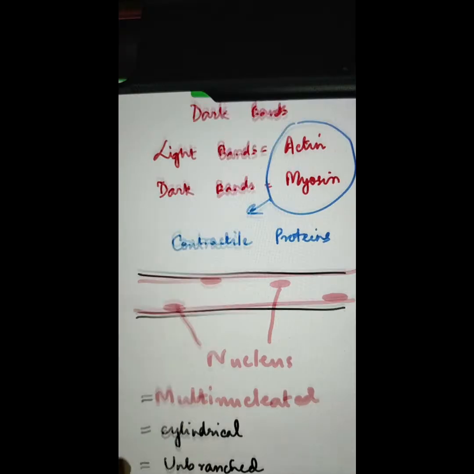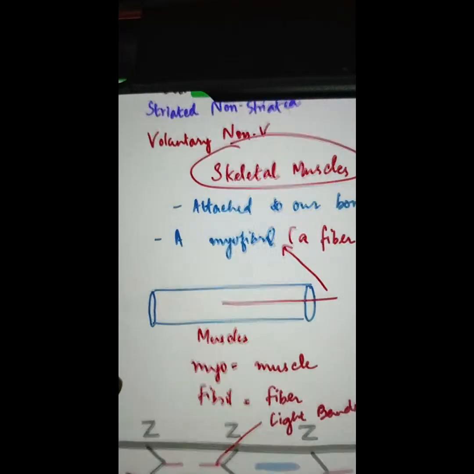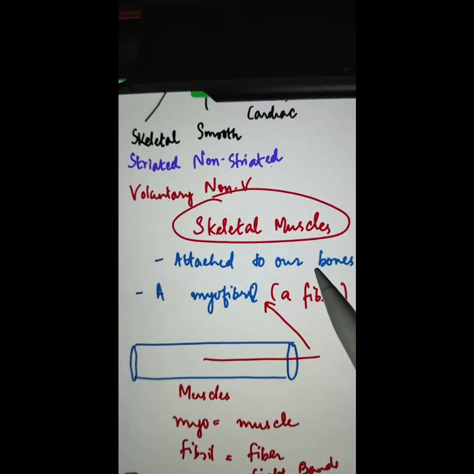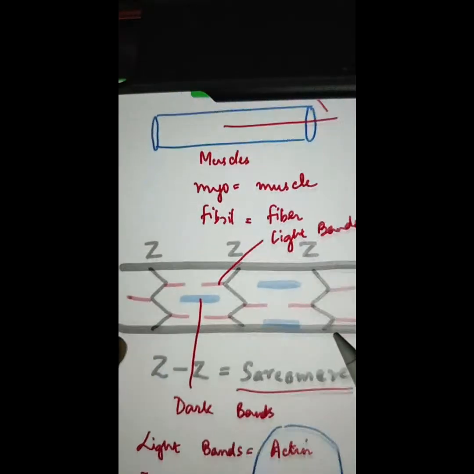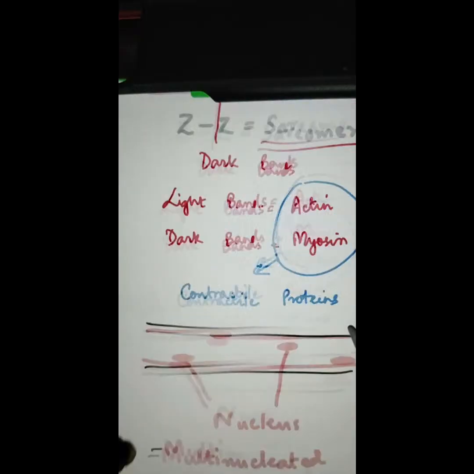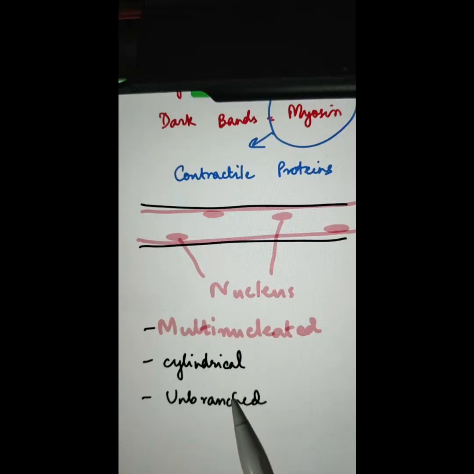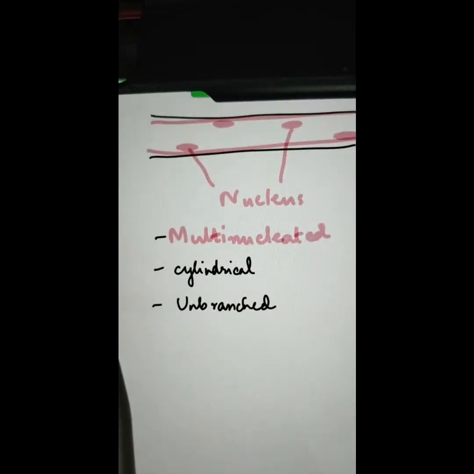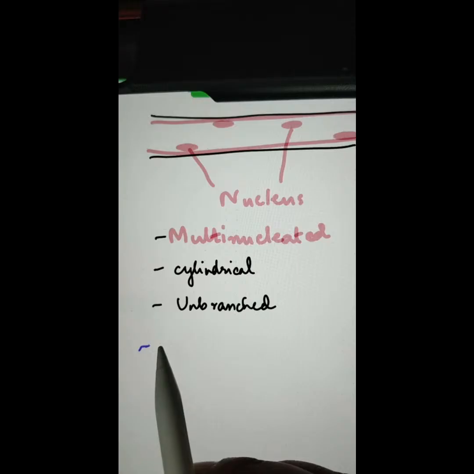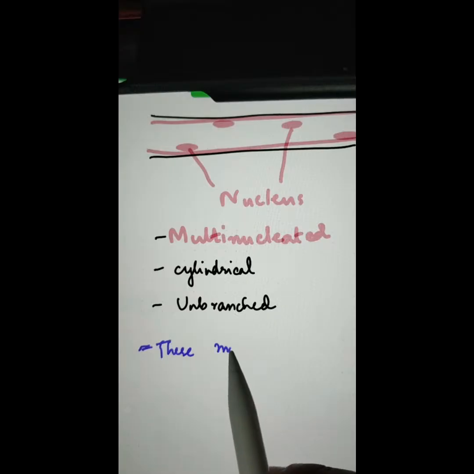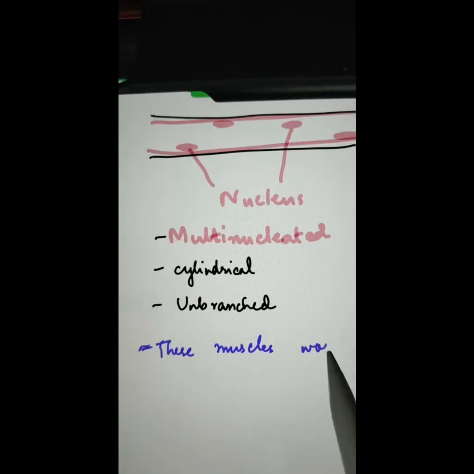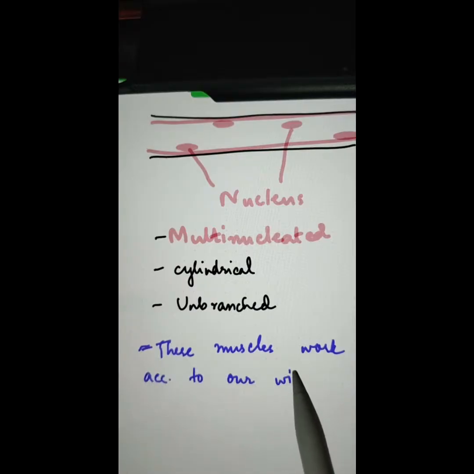Now let's come to another point. The first point that you have written for the skeletal muscles was that they are attached to our bones. And thereby I told you the structure of the skeletal muscles. Then you can write one point that skeletal muscles are multinucleated, cylindrical, and unbranched. Next point. The next point that you can write is that these muscles work according to our will.